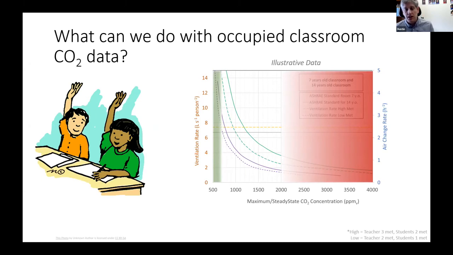So the bottom line is we have some dichotomy here. Below 800, we're probably doing great. Above 2000, probably have a problem.